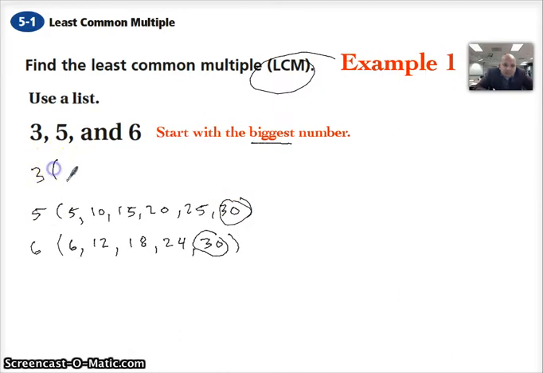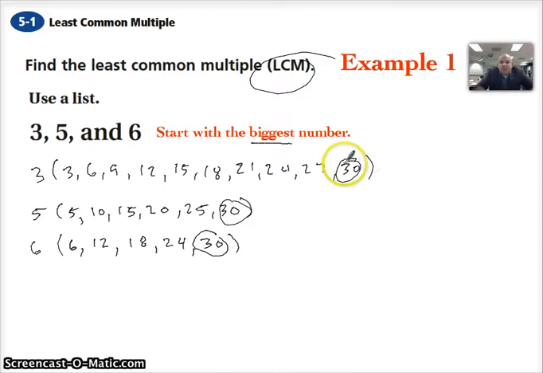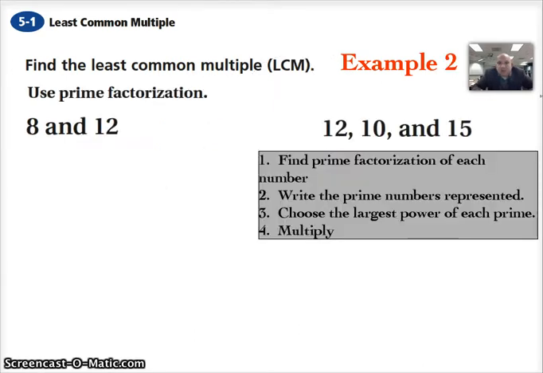And for 3, we're going to do 3, 6, 9, 12, 15, 18, 21, 24, 27, and 30, just to prove the point that yes, this is the first multiple that we come across for all 3 numbers, the least common multiple. So now we write down least common multiple equals 30. So that's the list method, where we list the numbers out. In the next example, we're going to go ahead and use prime factorization.